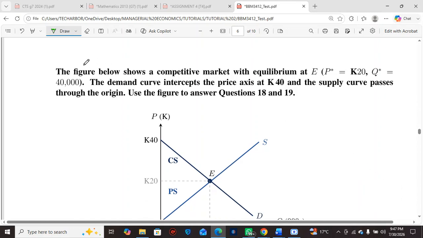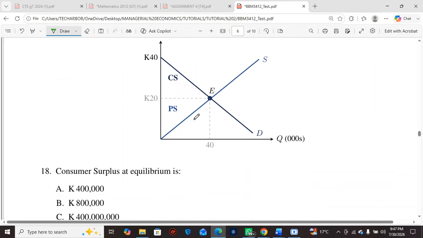Okay. The figure below shows a competitive market at equilibrium E, where price is 20 kwacha and quantity is 40,000. The demand curve intercepts the price axis at 40 and the supply curve passes through the origin. Use the figure to answer questions 18 and 19. So we've got our price and our demand, the quantity.